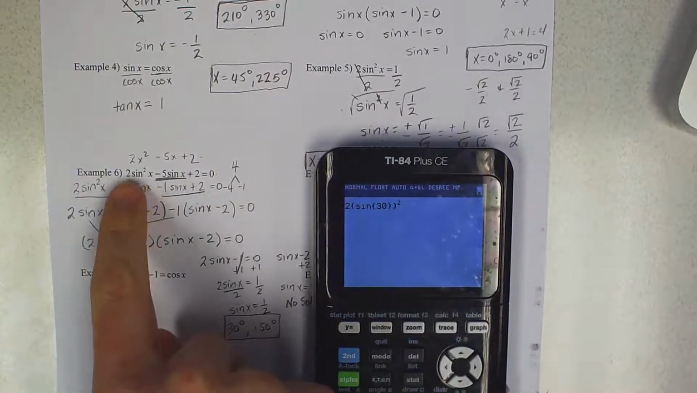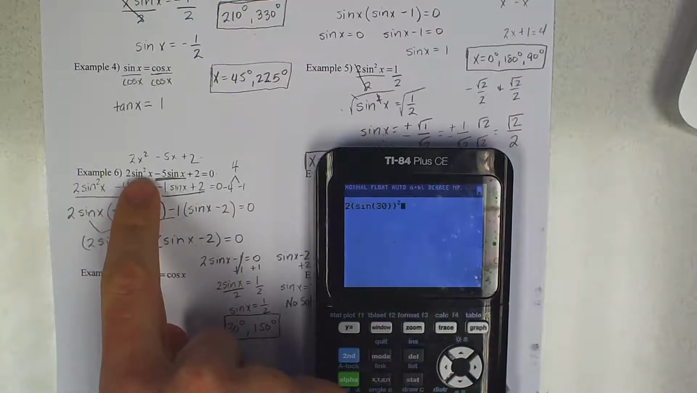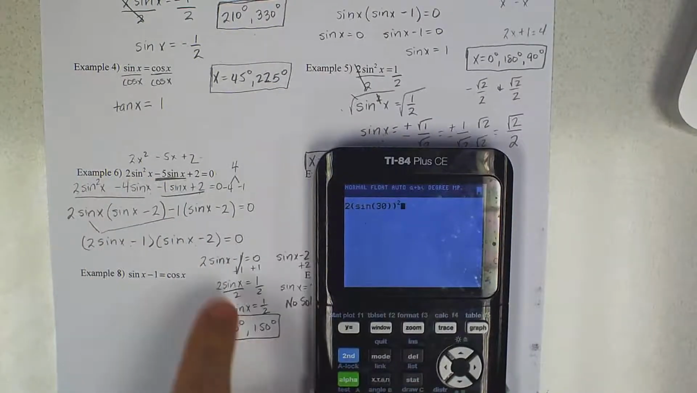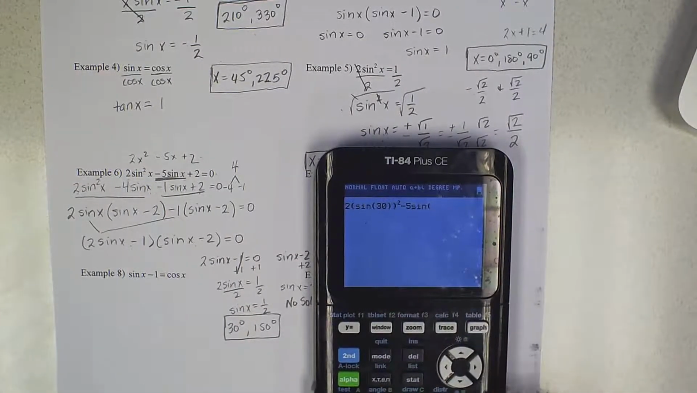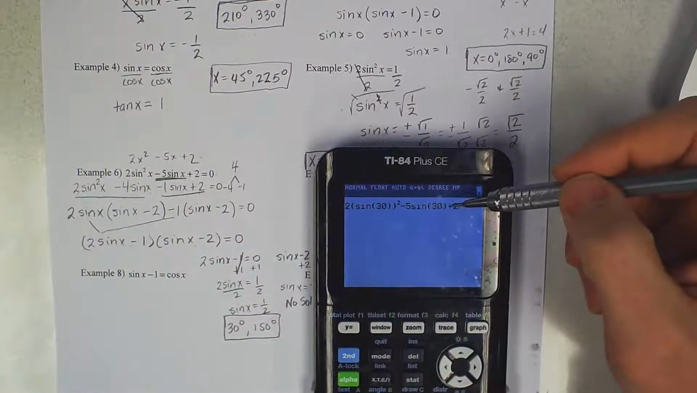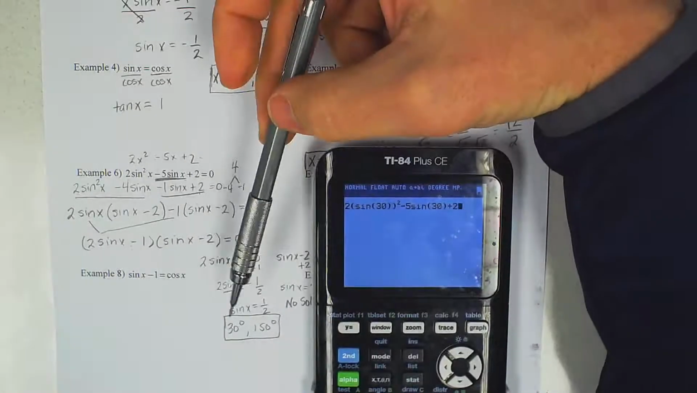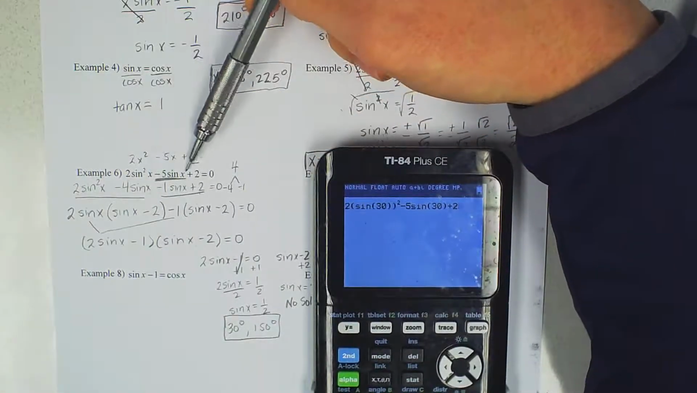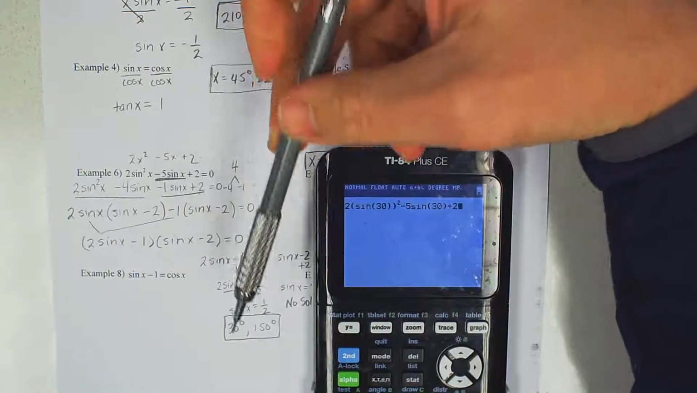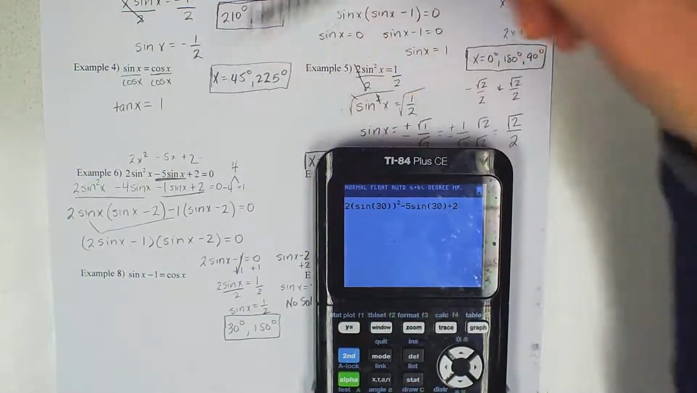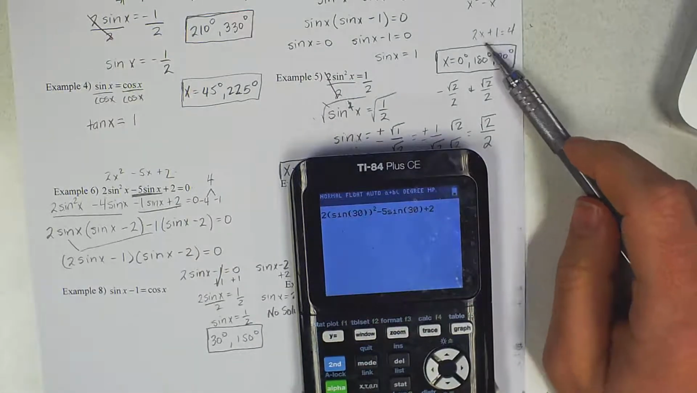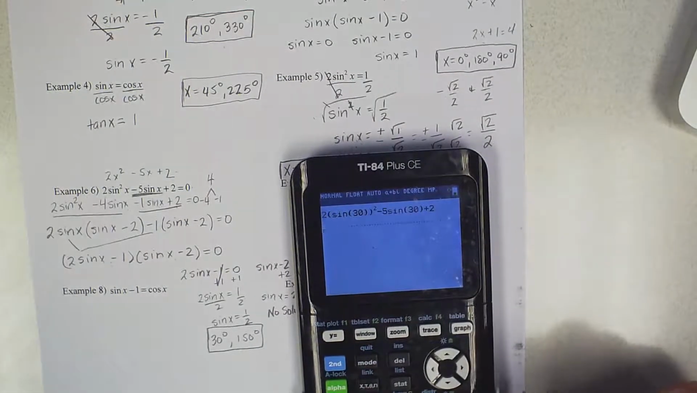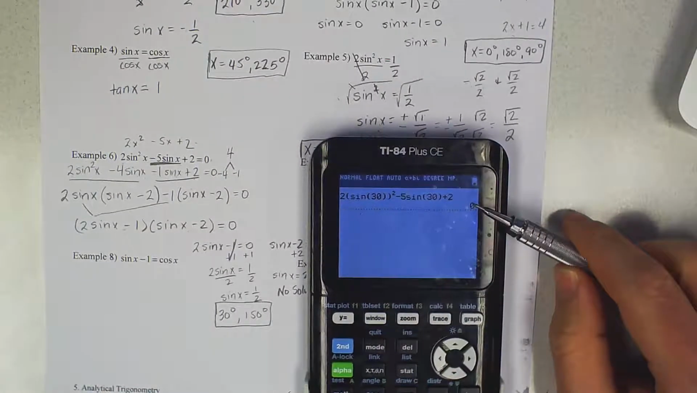So 2 times sine of 30 squared. I'm using this just to show that this should equal 0. Minus 5 sine of 30 degrees. And then plus 2. Now, if I type this in correctly, this should produce 0, because what we're saying is, what is x? What satisfies this equation? We put in the degree just like we would when solving something simple. When you isolate the variable, plug it back in to see if it works. So this should work here, and as you see, we get 0.